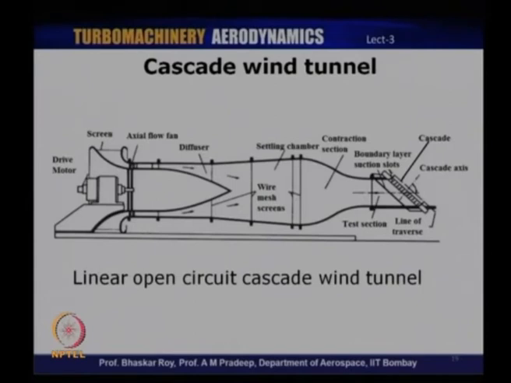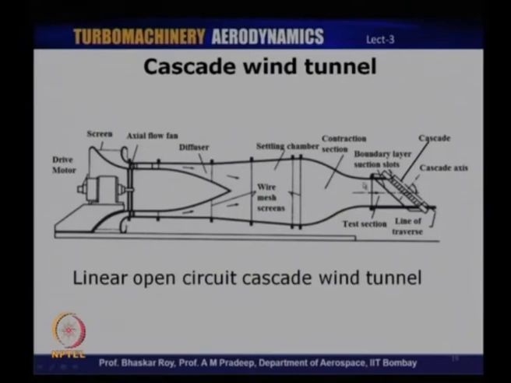So, what you see here is a typical open circuit, so called open circuit cascade wind tunnel. It is called open circuit because it draws air from the ambient and releases air at the other end of the cascade back to the ambient. There are certain wind tunnels which are also known as closed circuit wind tunnels, where it is the same air which is circulated again and again within the cascade.